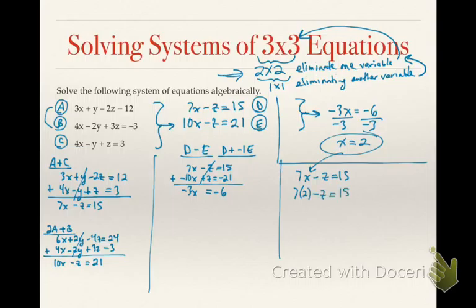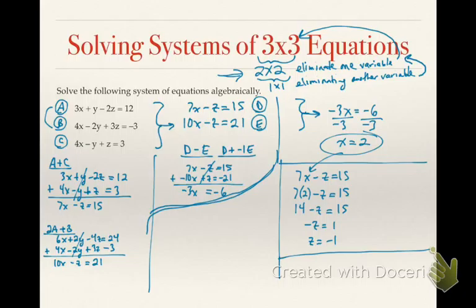Again, we have one variable. 14 minus z is equal to 15. Subtract the 14, negative z is equal to 1. Divide by negative 1, z must be negative 1. Okay, just because I have limited space, I'm going to go into this area right here to continue solving this problem.